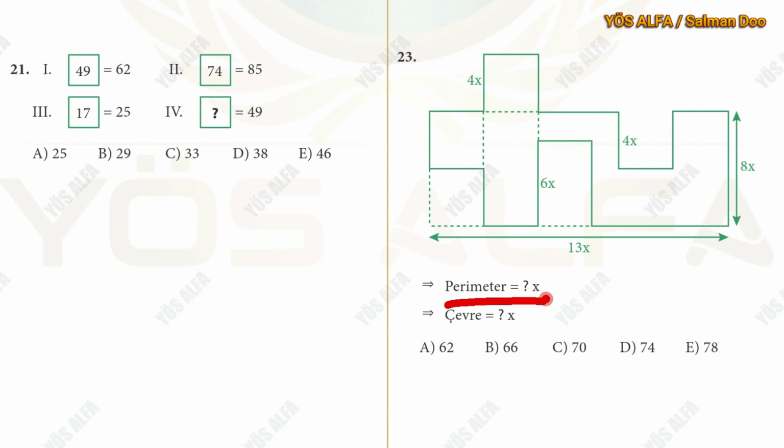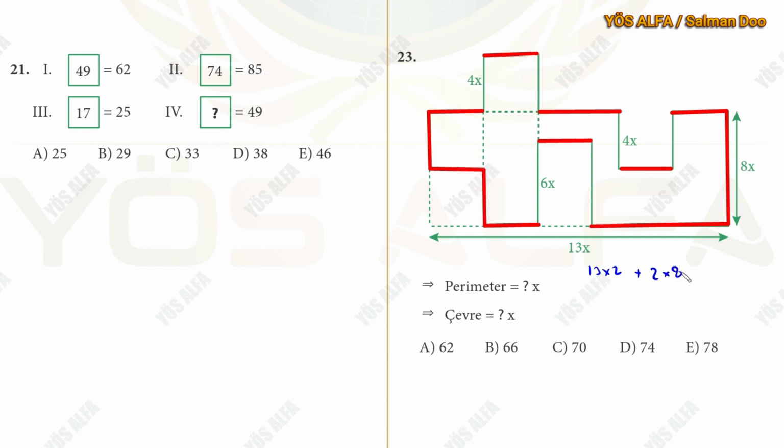23. The perimeter of this shape is asked. So this length is 13. We're going to start from here. So 13 is the same as this one, plus this one, plus this one, and this one. So we have one 13, and on top we have one more 13. So 13 times 2 plus this side length is 8. And we have one more side length over here.